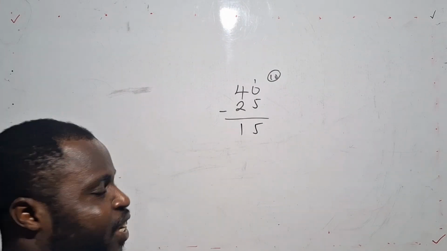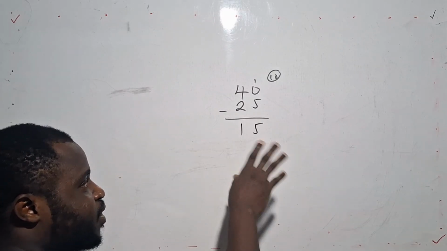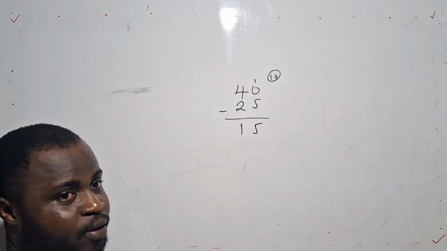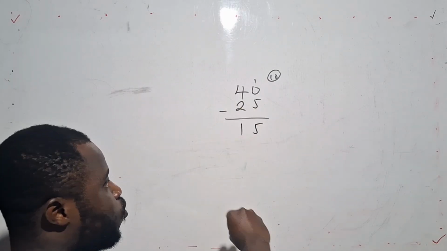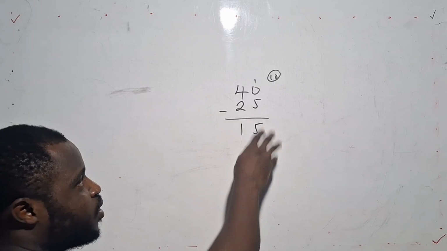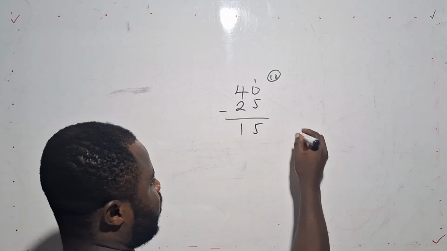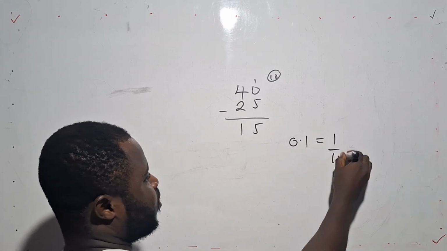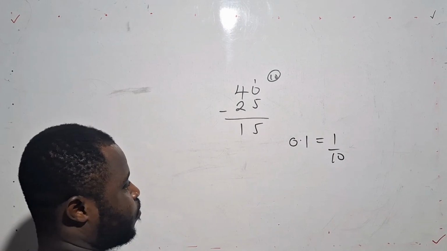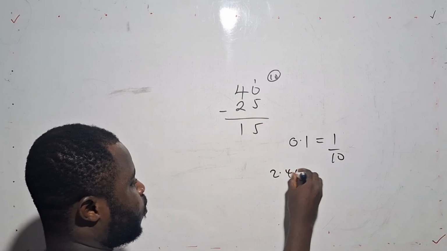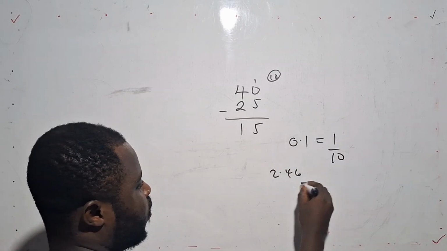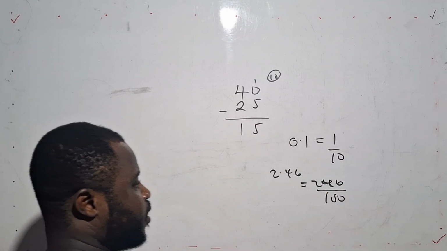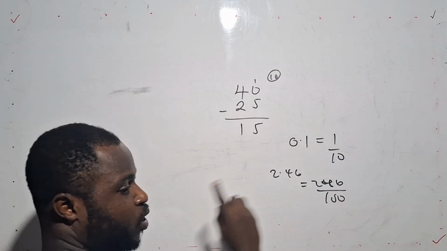Any number that does not have a base is in base 10. That is the reason why when you borrow, you say it's 10. And when I have a number like 0.1, you say it's 1 over 10, the decimal base. So if I have 2.46, I can write it as 246 over 100, that is, 10 raised to the power of 2.